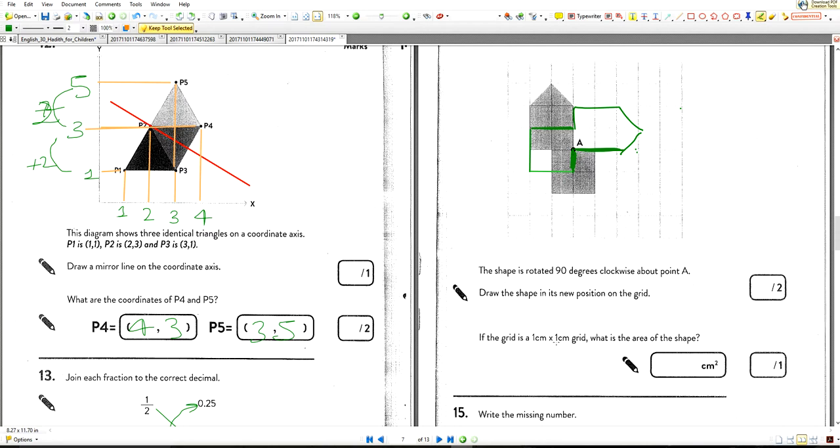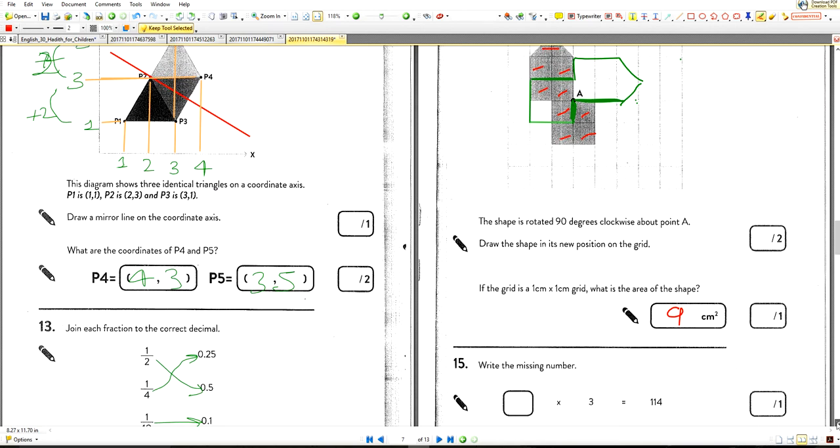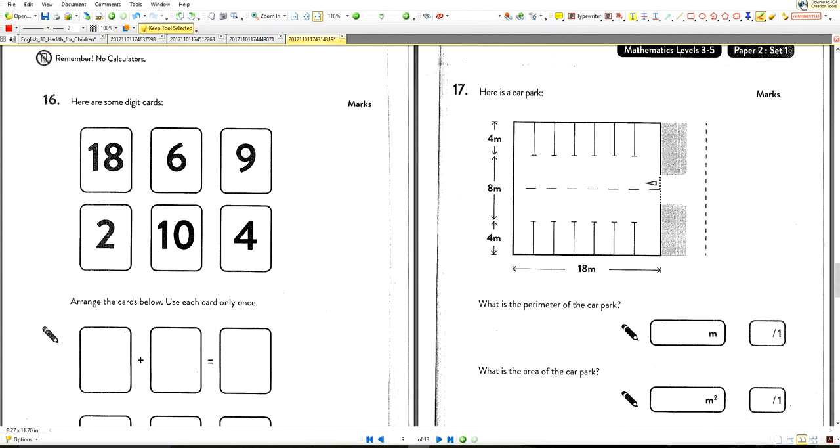If the grid is 1 centimeter by 1 centimeter grid, what is the area of the shape? So for that, what we need to do, let's get ourselves a different color. Let's get ourselves red. So we get a half and a half. That gives you 1, 2, 3, 4, 5, 6, 7, 8, and 9. So the area should be 9 centimeters squared. Okay, because each one by 1 is 1 centimeter squared. So the answer here is 9. Lovely. Let's move on.